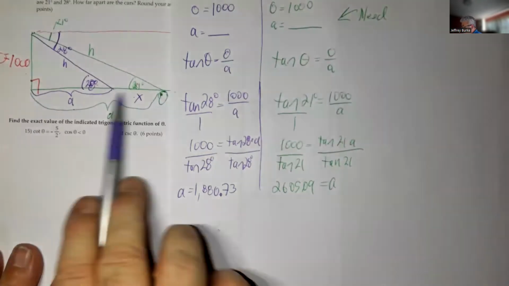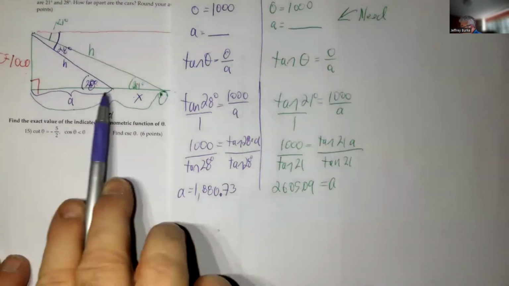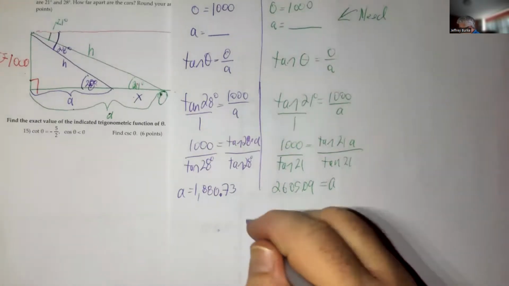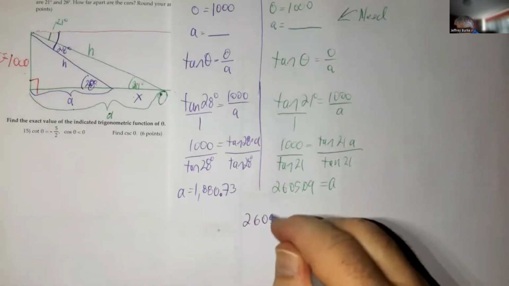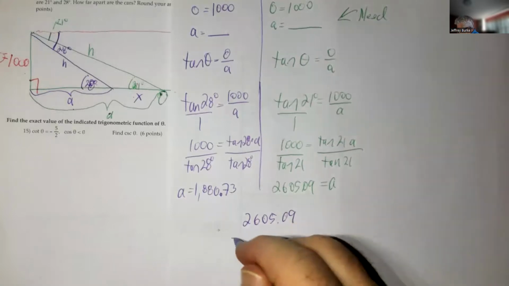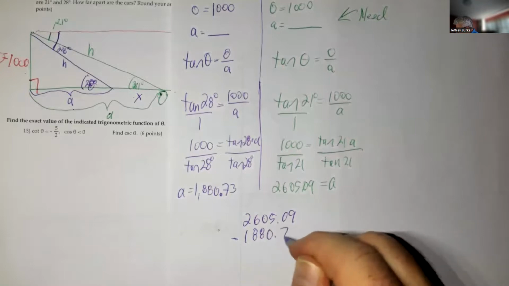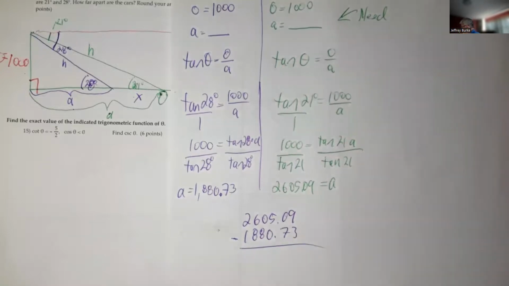In order to get this distance, I take the longer distance and subtract this portion to be left with this. So I'm going to have for my final answer 2605.09 minus 1880.73. Just put the rounded values of these in.